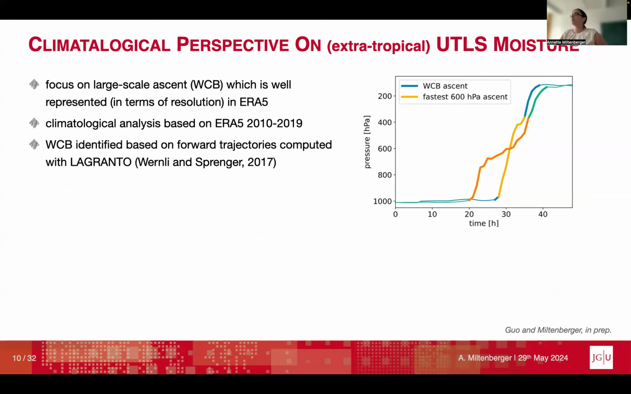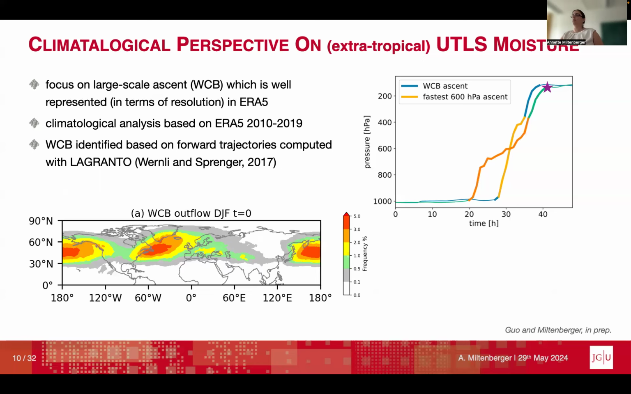And note that in comparison to existing studies on warm conveyor belts, we actually extend those trajectories until the continuous ascent actually stops. And this turns out to be really important if you want to look at outflow properties, because just using the 600 hectopascal ascent criterion often gives you points somewhere not very well defined in the middle of the ascent.